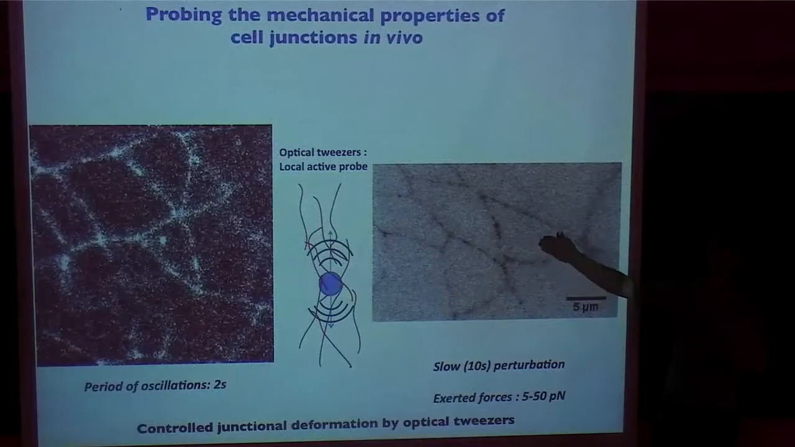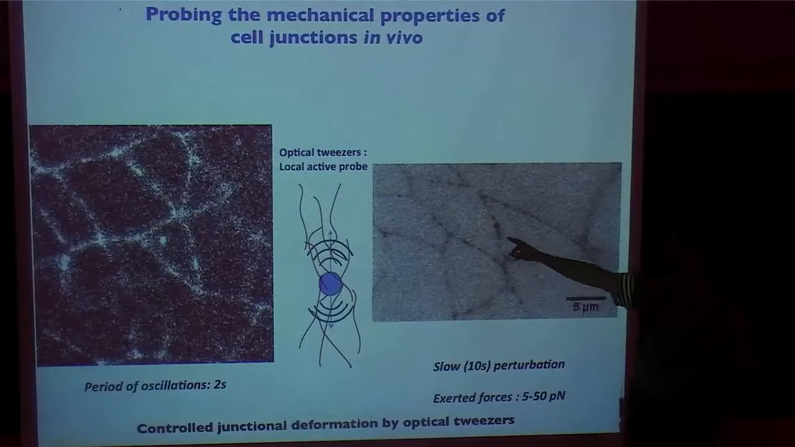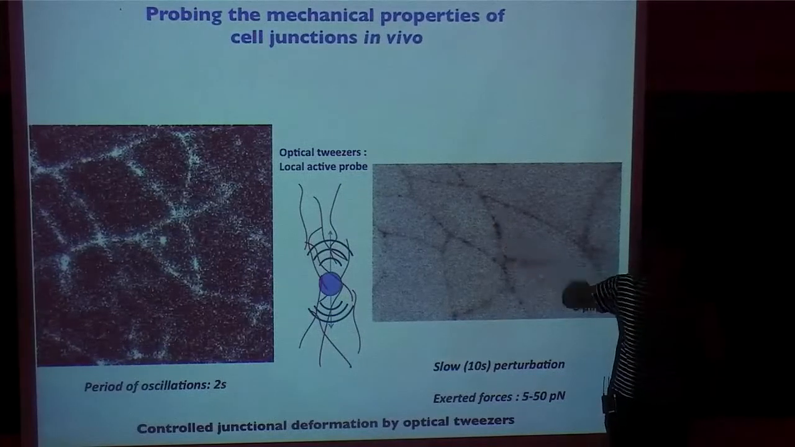So I will show you. I don't need to do this that way. We are doing the measurement of tension this way. I will tell you how we do it.